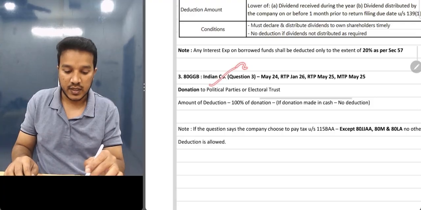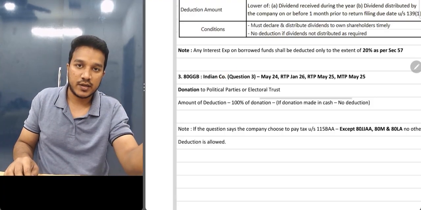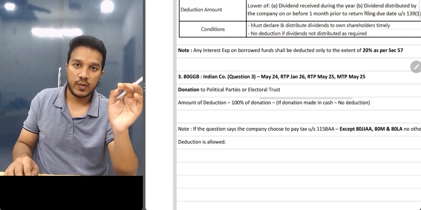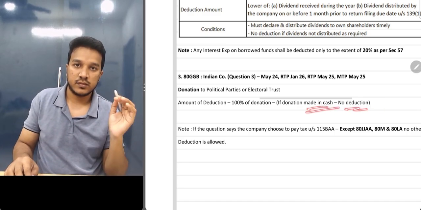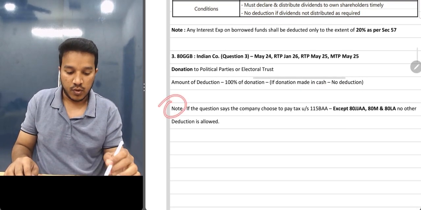So 80GGB is simple. An Indian company making any donation to a political party or electoral trust gets 100% deduction, provided you should not make it in cash. If you make it in cash, then no deduction. Chalo. See, again, this is an important point.